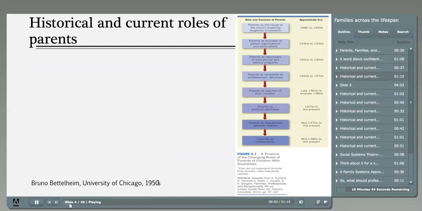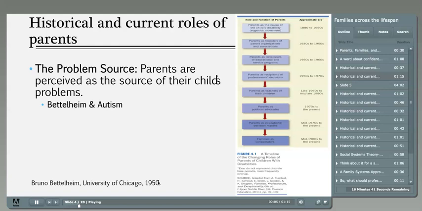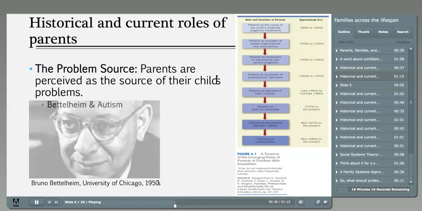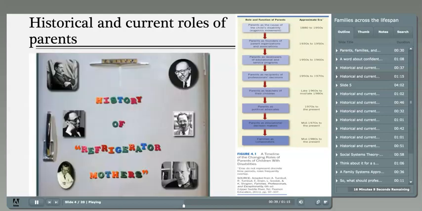The first role we're going to talk about is parents as the problem source. In this role, parents are perceived as the source of their child's problems. The classic example was Bruno Bettelheim's work with the University of Chicago in the 1950s. Bettelheim started one of the first clinics for individuals with autism and said autism was the result of refrigerator mothers who were unable to form attachments or bonds with their infants. He even talked about doing a parentectomy, which means the removal of the parent from the child to cure the child's problems. As you can imagine, parents of children with autism were not too fond of this theory, and it has since proven to be completely false.